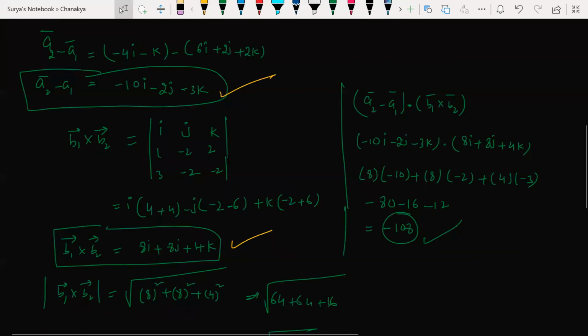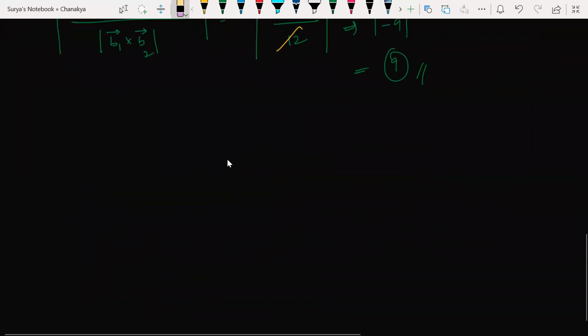Very simple. Hope you know what is dot. How do you do dot product? How do we do cross product? Very simple. If you know this, pretty simple, actually. Next question.